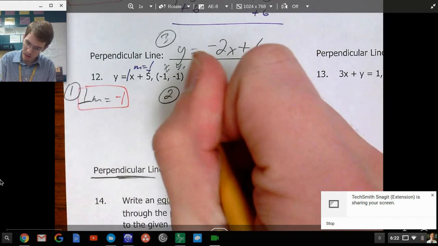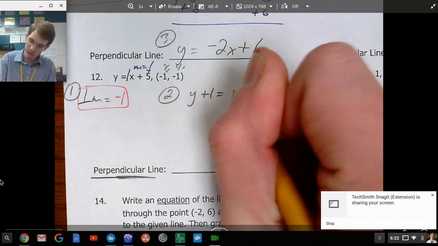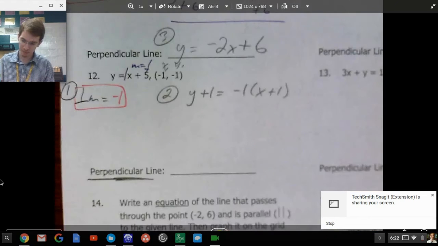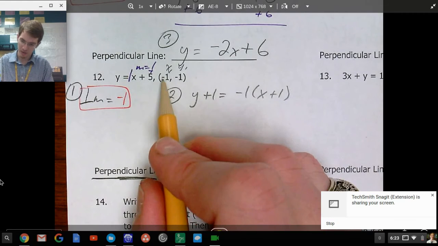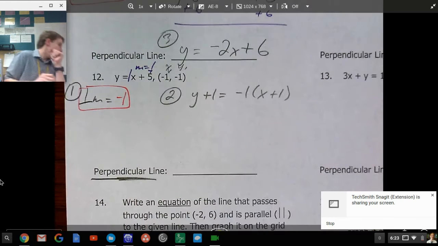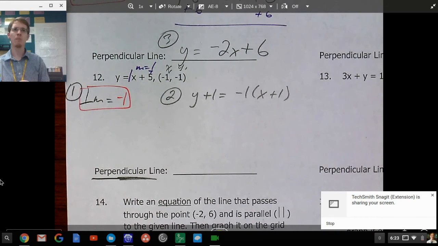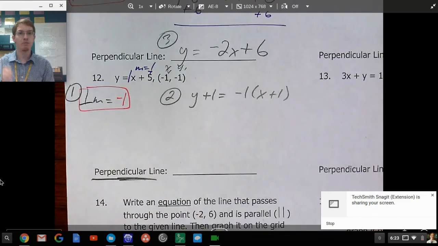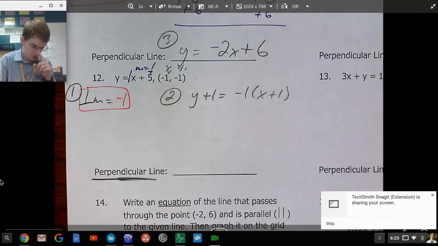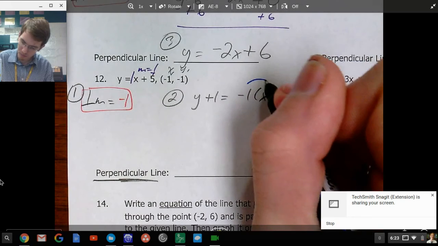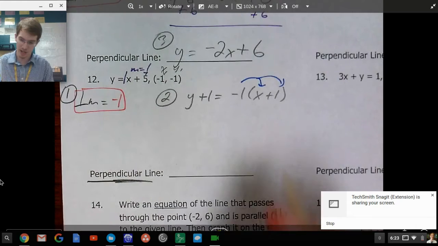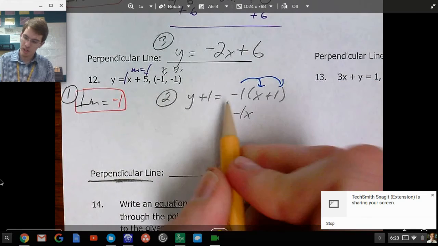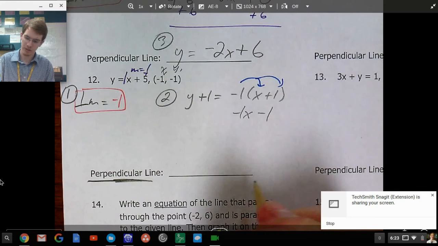So if I write it in point slope, y plus 1 equals -1 times x plus 1. Hopefully that's really obvious right here, right? Because we had minus a -1, minus a -1. There we have it. So distribute. -1 times lots of things. Negative changes all the signs. So negative times positive is negative, so -1x, or -1 right there.